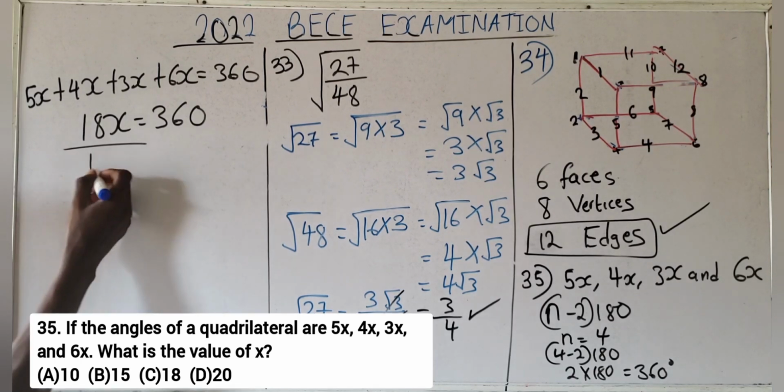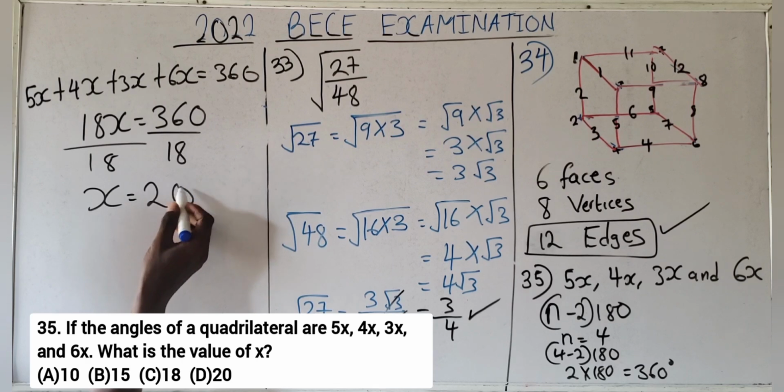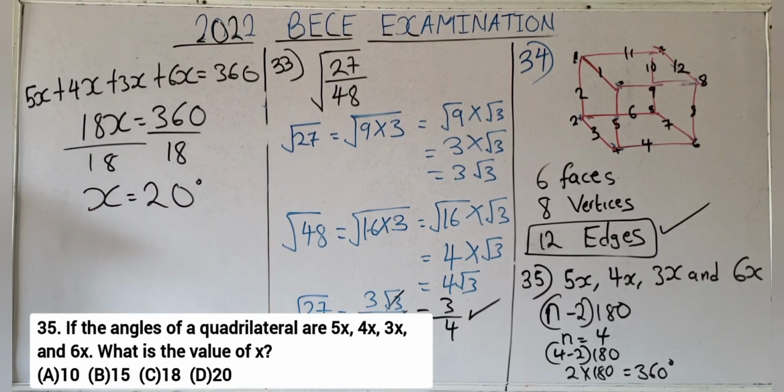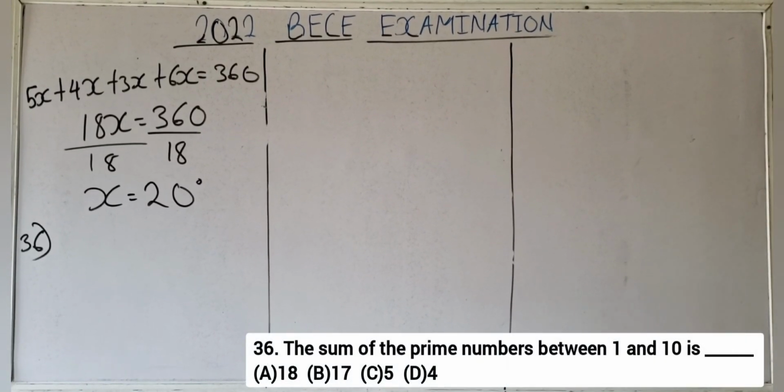You understand? So I'm going to have this over 18, this over 18. x is equal to 20. Do you understand? 20 degrees. Just put degrees, okay? So x is equal to 20 degrees. Let us look at the right option. So the value of x is 20. That is option D. Now let's proceed to question number 36.